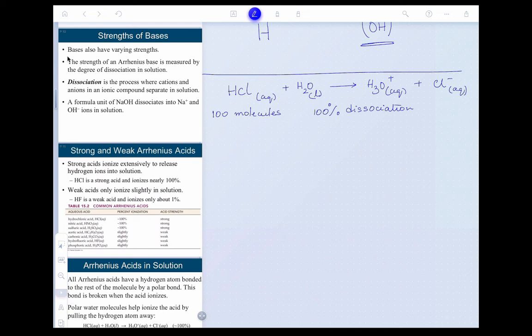So when the dissociation is 100%, ionization is 100%, dissociation and ionization mean the same here, then the acid is said to be a strong acid.